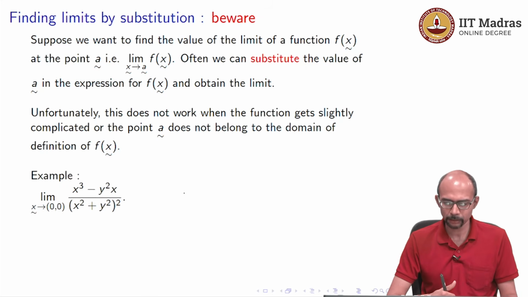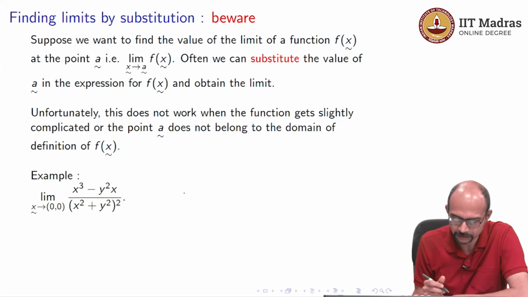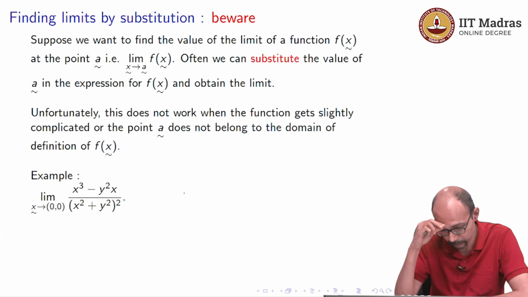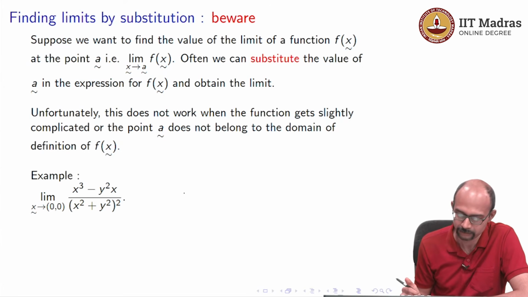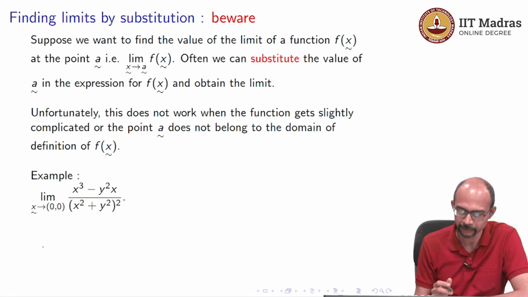So, let us look at this example. You may actually remember this example from somewhere else. In any case, let us try and understand the limit as x̃ tends to (0,0) of (x cubed minus y squared x) by (x squared plus y squared) squared. What we want to ask is what happens to this limit as x̃ comes close to (0,0), which means (x,y) comes close to (0,0).